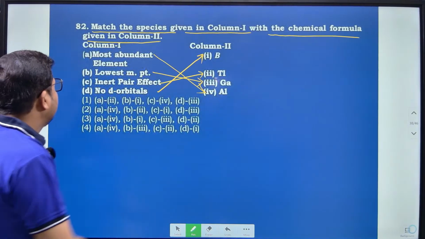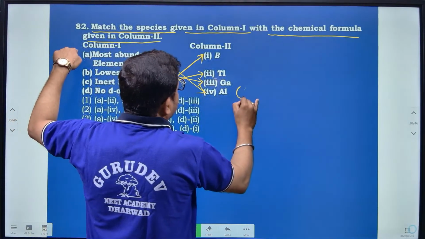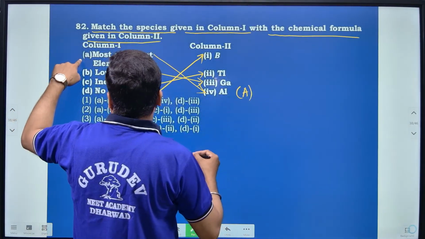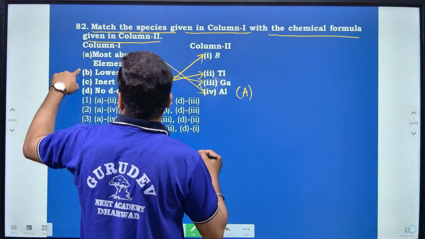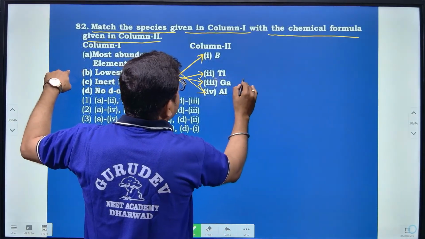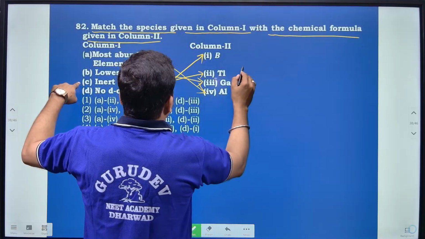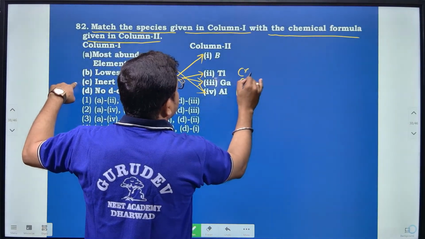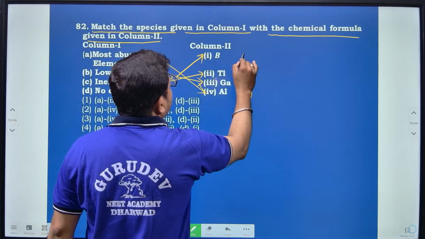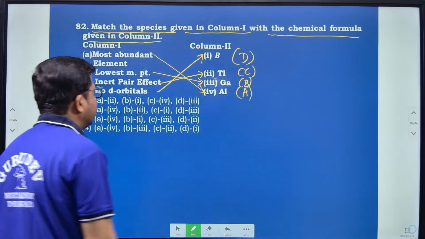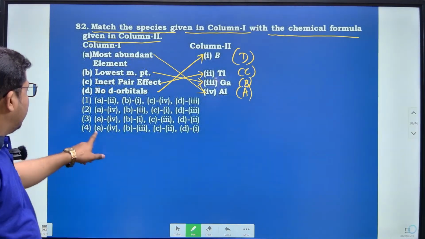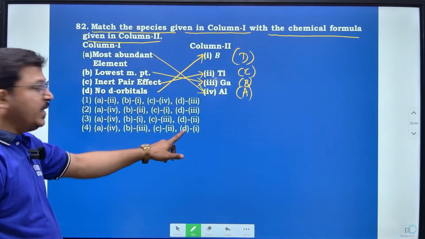So A matches with 4, and next B matches with 3, and C matches with 2, and D matches with 1, and the right option is A4, B3, C2, D1.